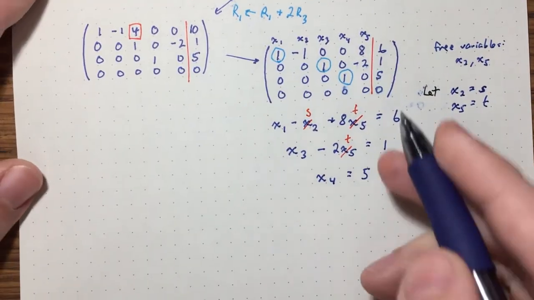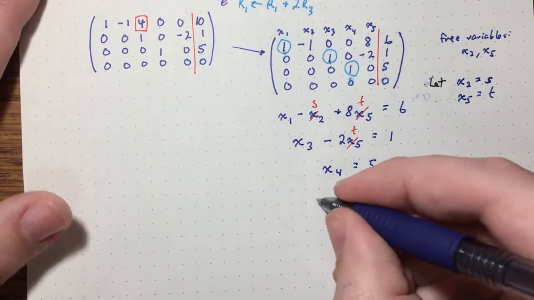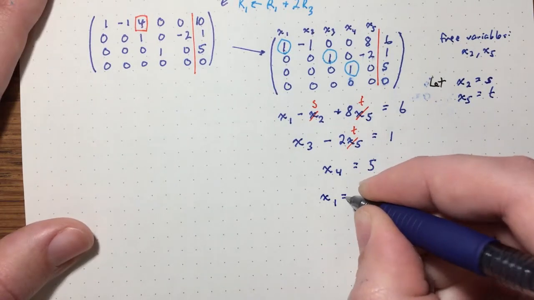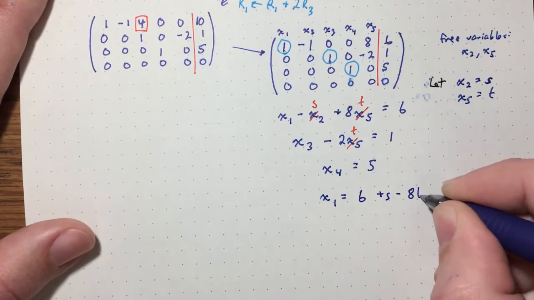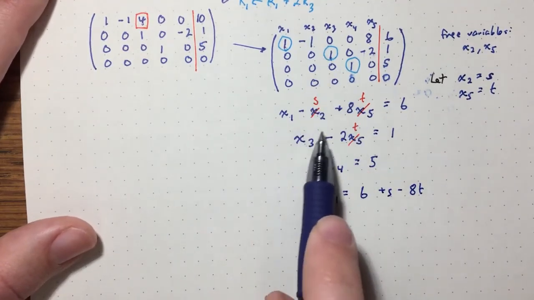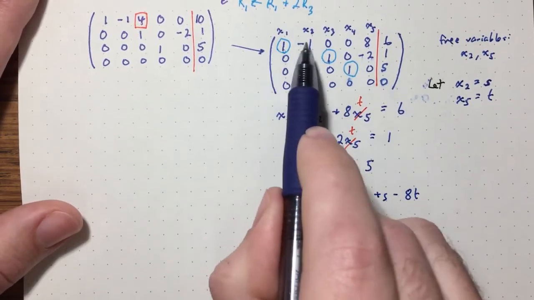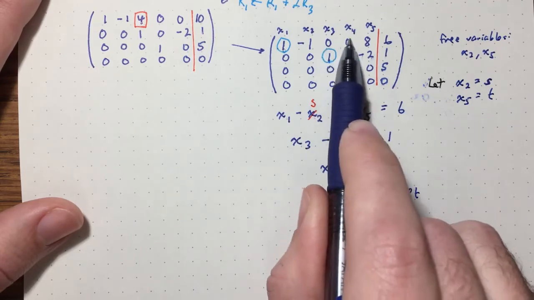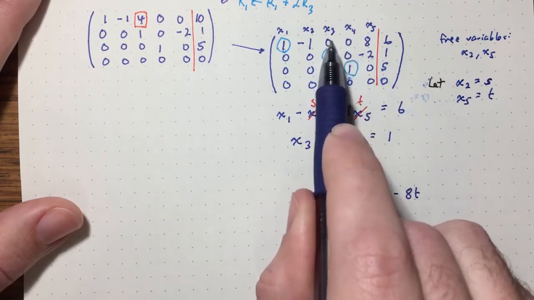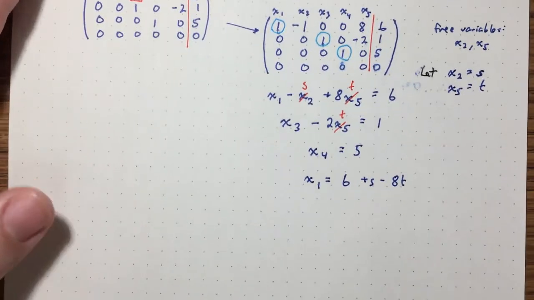This is the beautiful thing about reduced echelon form. I'm basically just done, right? So like x1 is 6 plus s minus 8t. I don't even have any other variables that aren't free here, right? I just have the free variables. I don't have x3 and x4 in this equation, for example. And that's because I took the step of turning these into zeros to get it into reduced row echelon form.